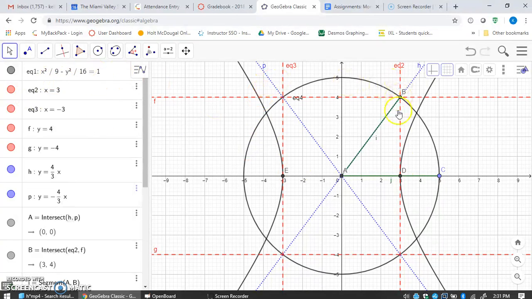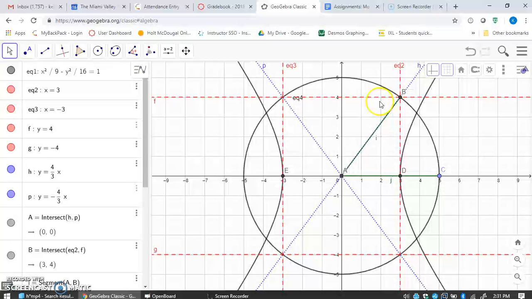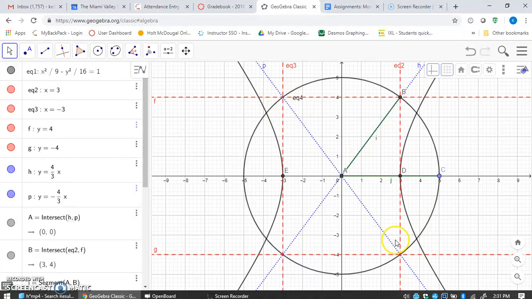So the slope of the asymptotes is change in y over change in x. So the change in y is up 4, change in x is 3. So the slope of that line is 4/3, and this one is -4/3. Okay, so those are the slopes of the asymptotes.